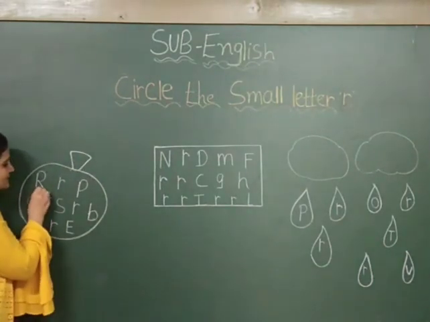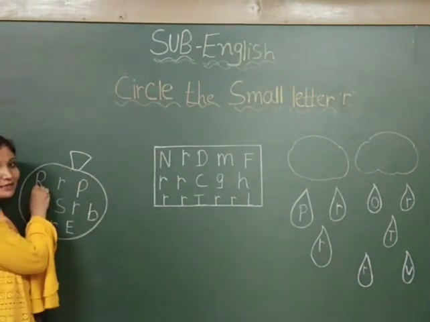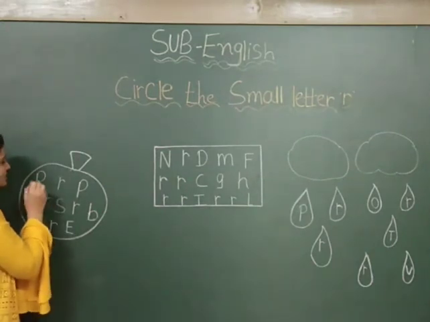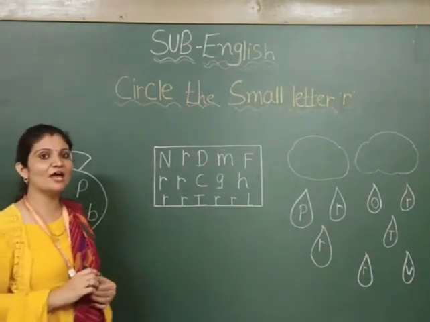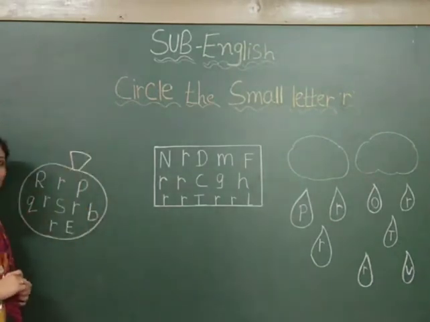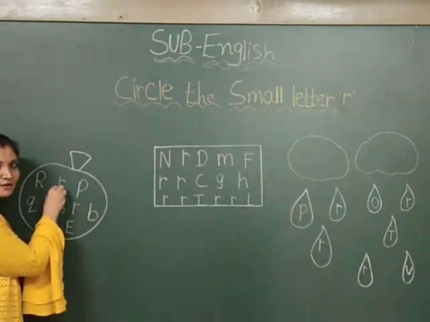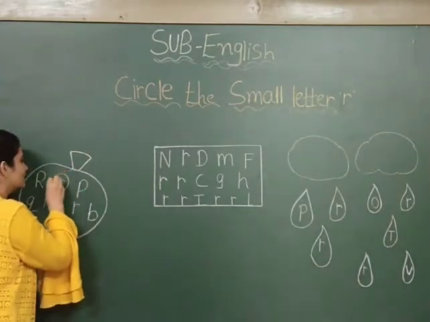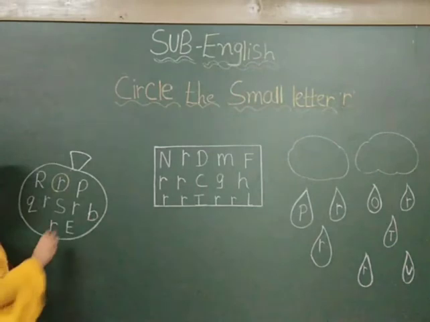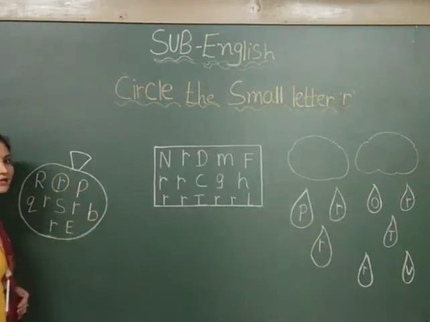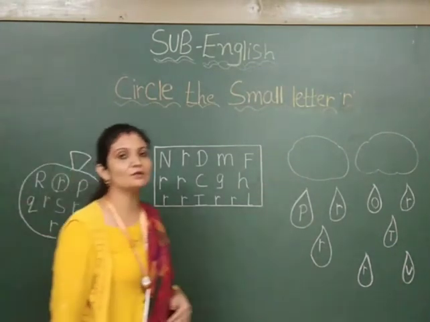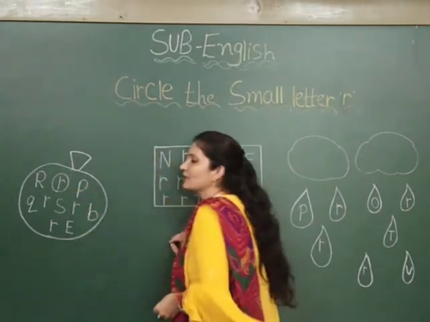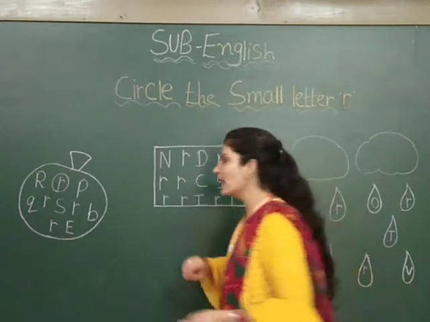See, which letter is this? This is capital R. So we have to circle here? No, because this is capital R. We have to circle only small r. Is this small r? Yes. So we have to circle. Which letter is this? P. So we have to circle? No, because this is the letter P. We have to circle only letter R.